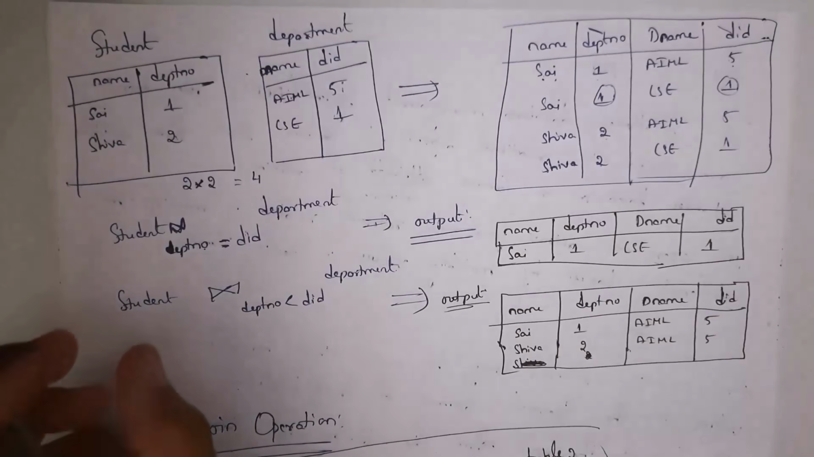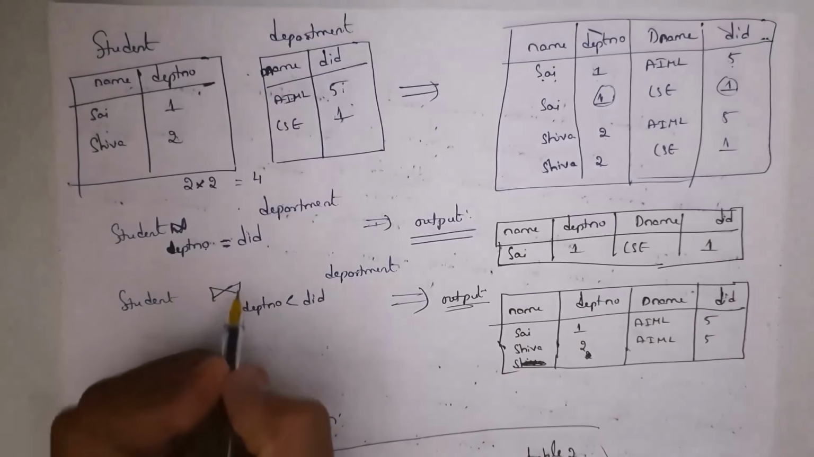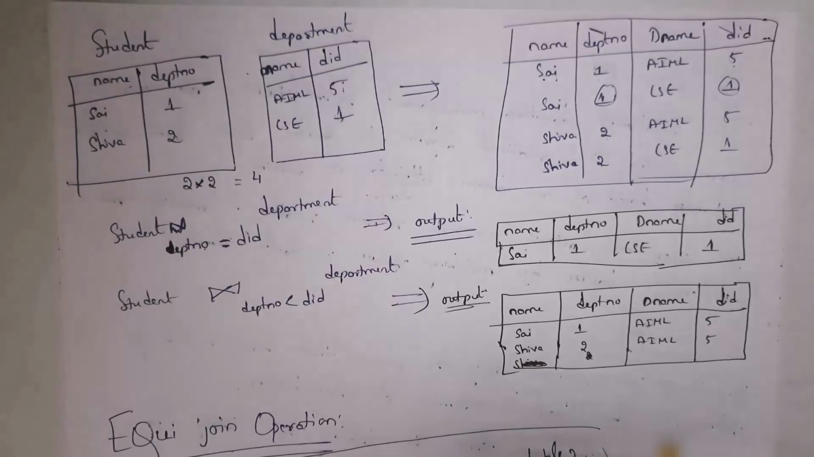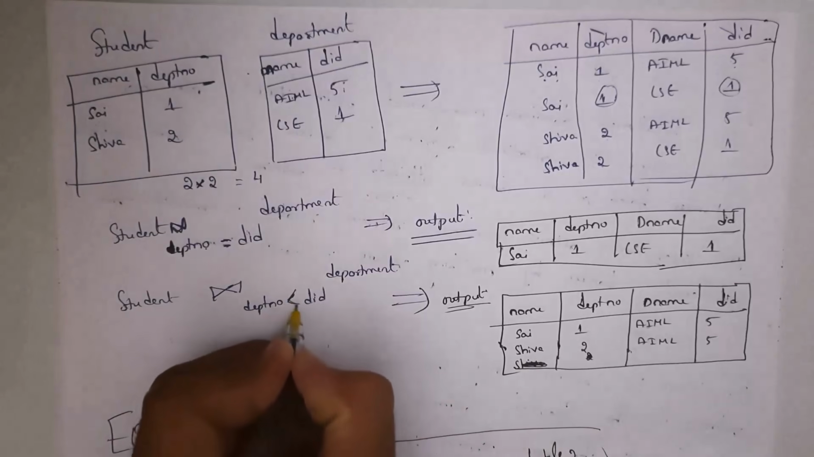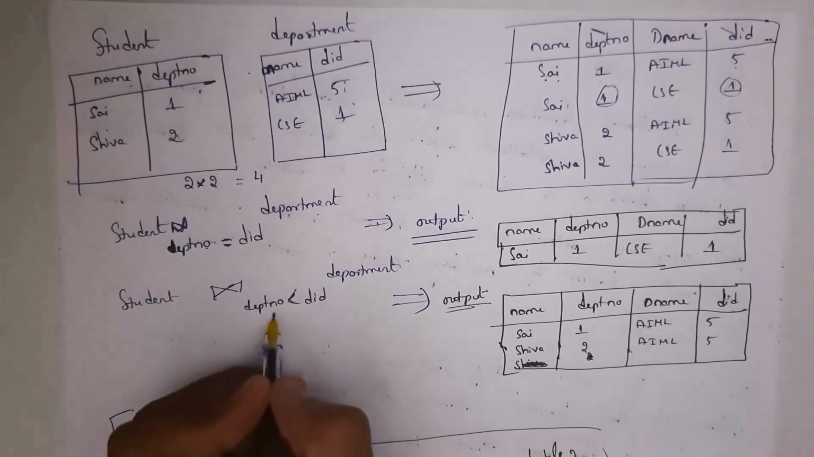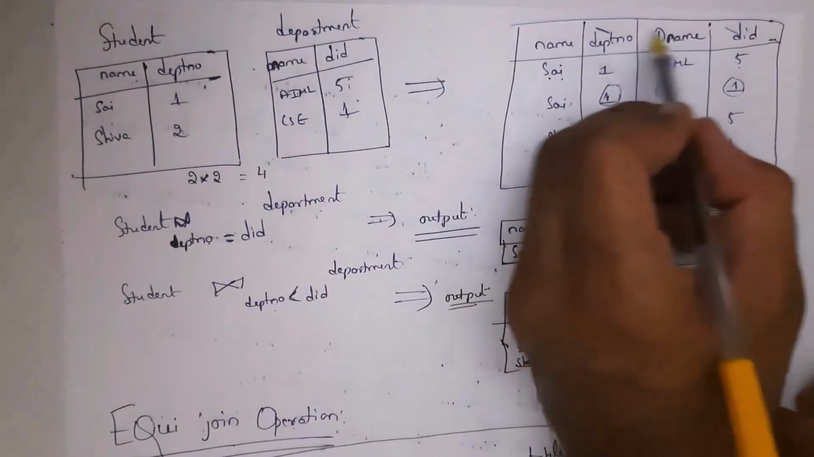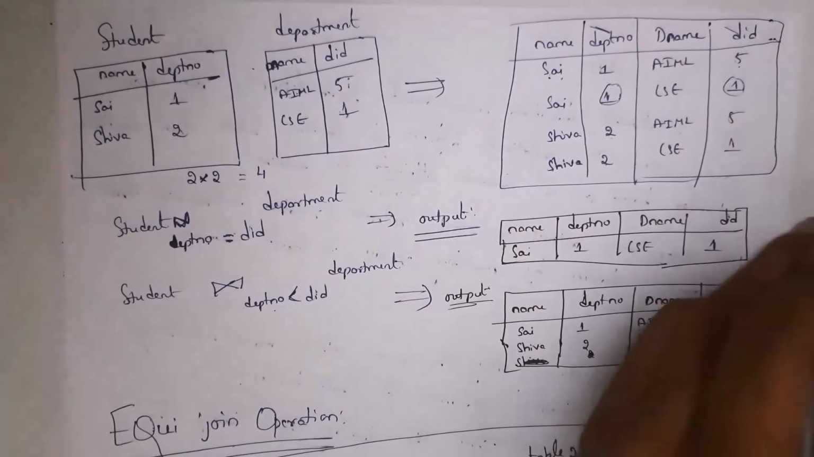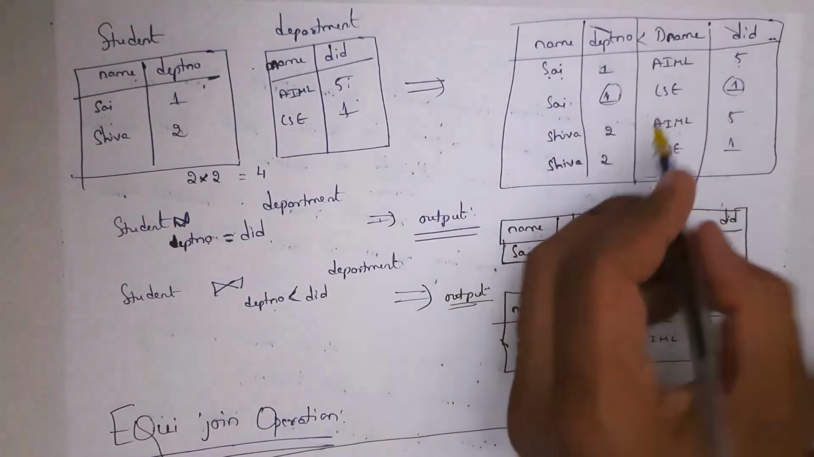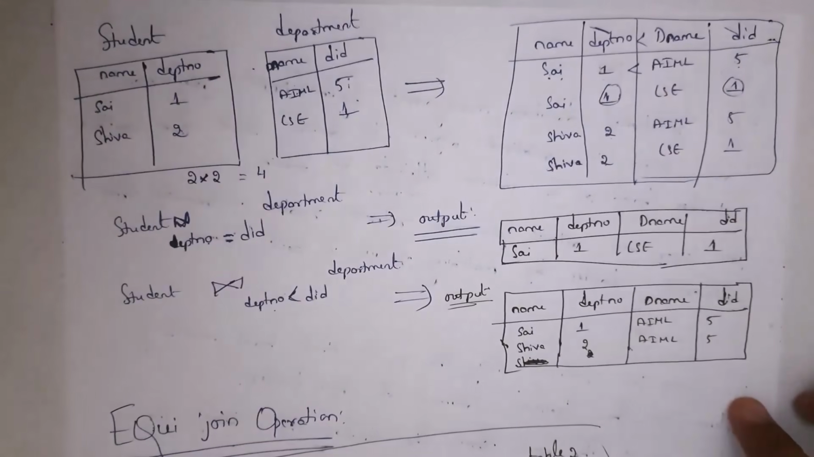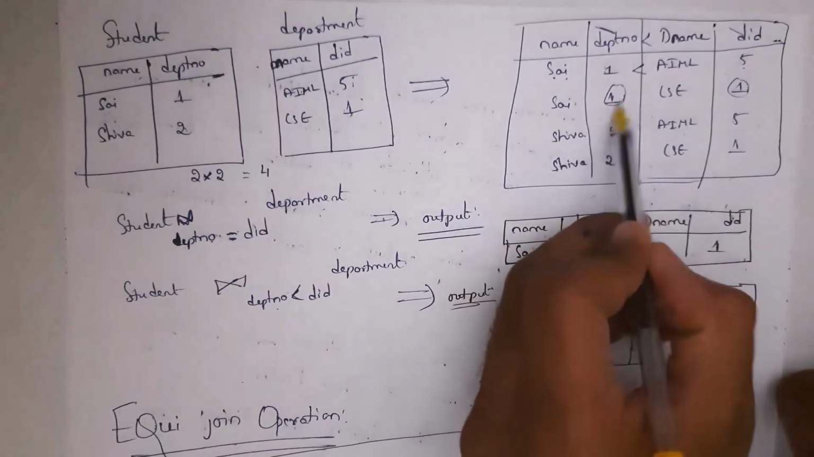Similarly, next I will perform the less than operation. So I have written here student join department. This is the join symbol. Here I am giving the theta condition, that is department number less than DID. If department number is less than DID, I should get that complete record as output. So here it will check. This is department number and DID. Department number must be less than DID. Here 1 is less than 5, so this condition is satisfied. And again here 1 is less than 1.